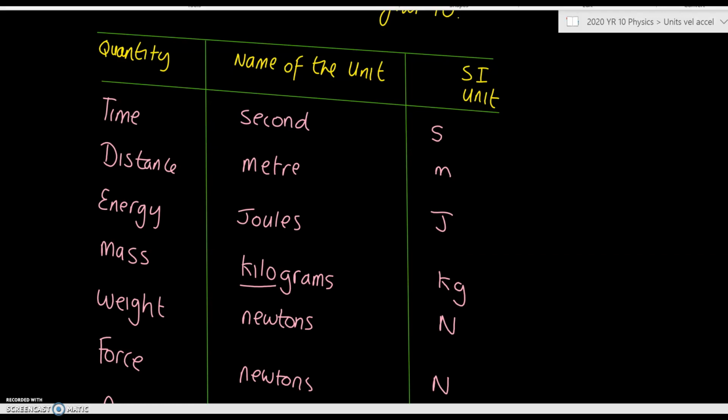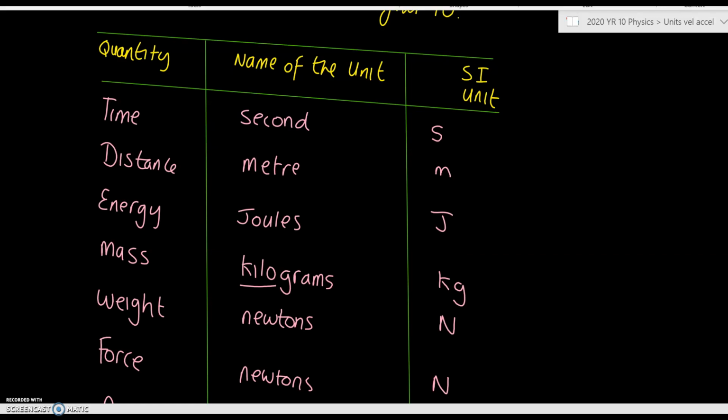You may have heard of the imperial system, which the Americans use, and they still work in things like pounds and miles an hour and gallons. So we no longer use that. That's an old style. And the scientific community all use this way of communication.